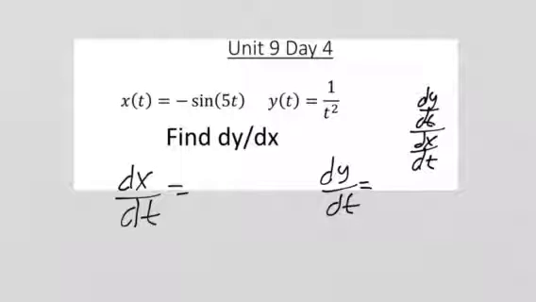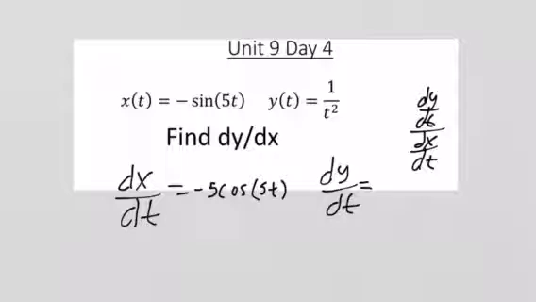So right here we have a little chain rule going on. We know the derivative of negative sine is negative cosine. And I should write this like this, negative cosine of 5t. We leave the inside alone, but then the chain rule dictates that we should multiply by the derivative of the inside function now. Derivative of 5t is just 5. So we get negative 5 cosine 5t.